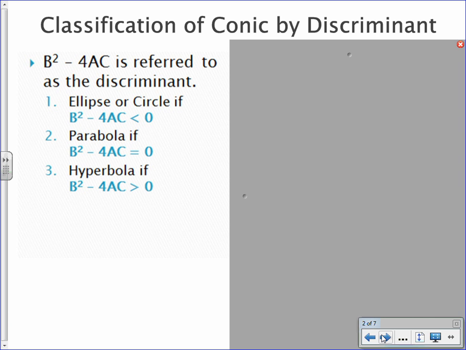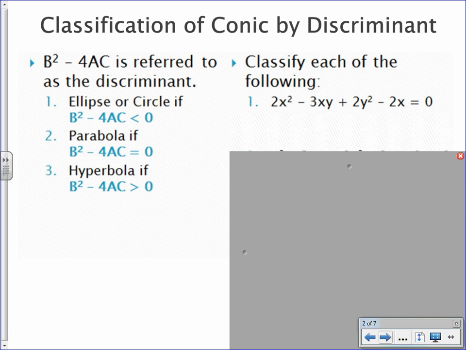We won't know which type until we rewrite it. So you have to write ellipse or circle. If the discriminant equals 0, we have a parabola, and if the discriminant is positive, we have a hyperbola. When we're identifying conics, if it is a non-rotated conic, like what we did yesterday, you have to tell me ellipse if it's an ellipse, circle if it's a circle. With a rotated conic, we don't know, so we have to put ellipse or circle. We have to put both in. So let's practice.